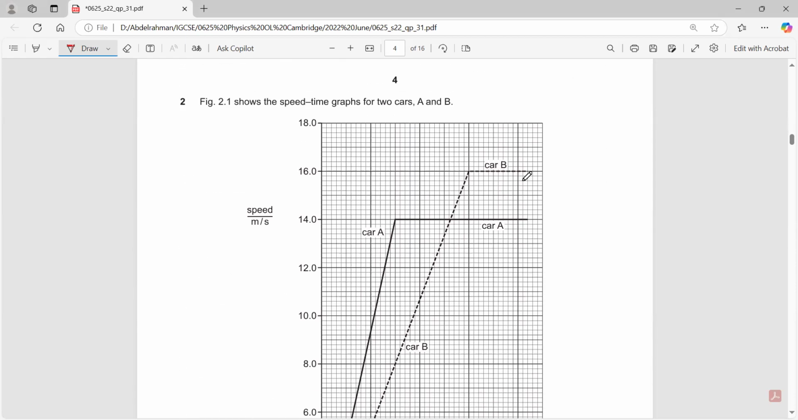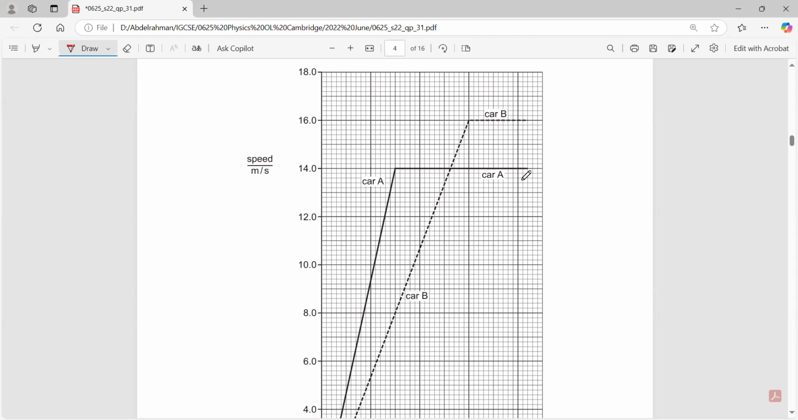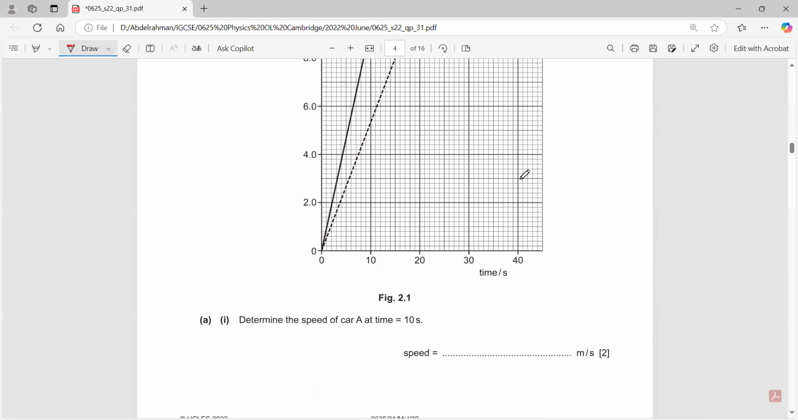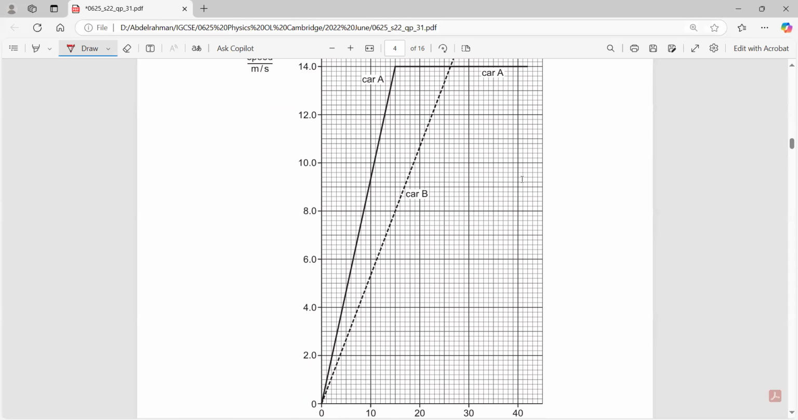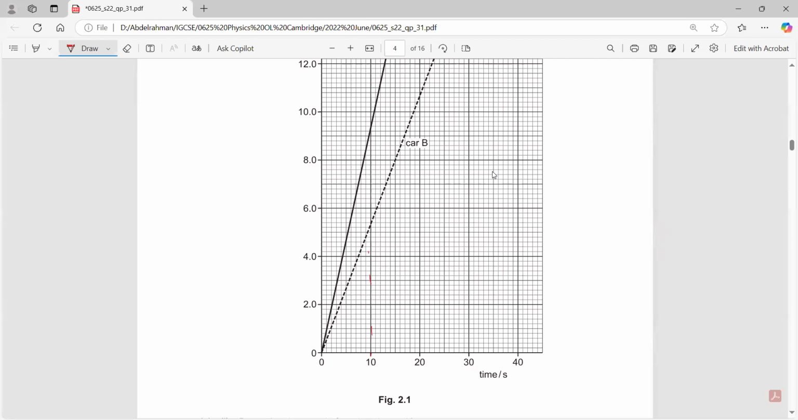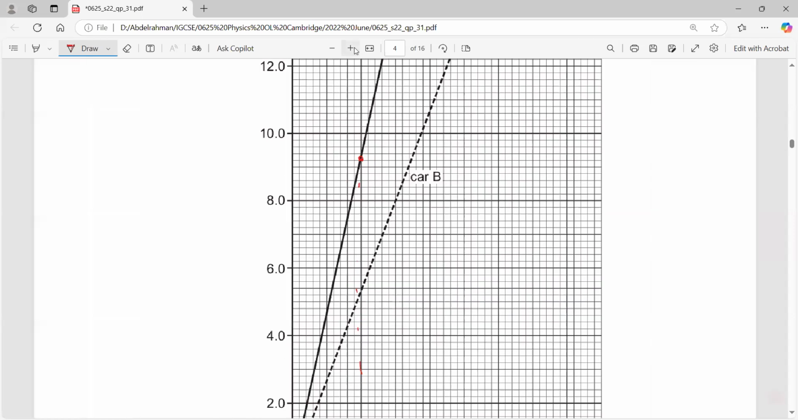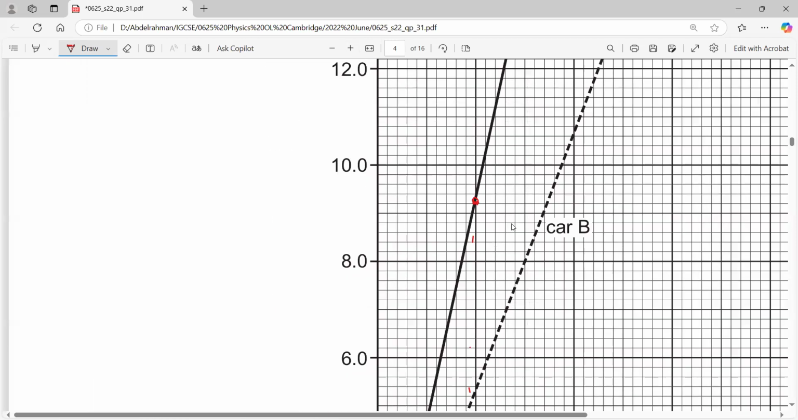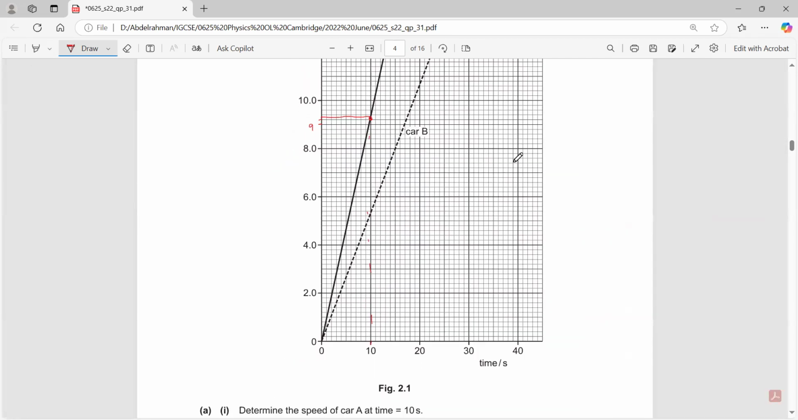Figure 2.1 shows the speed time graph for two cars, A and B. Determine the speed of car A at 10 seconds. So at 10 seconds, you need to draw a line until you reach car A. At this point, the speed was 9.3. If you zoom in, you'd find that it's in the center of the square. It's just above 9.2 and just below 9.4. So it should be 9.3 meters per second.